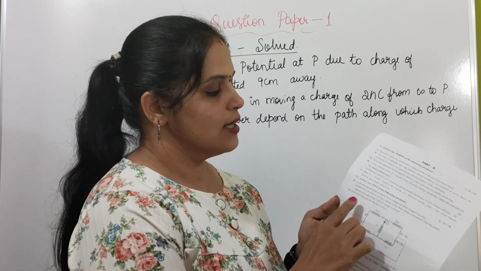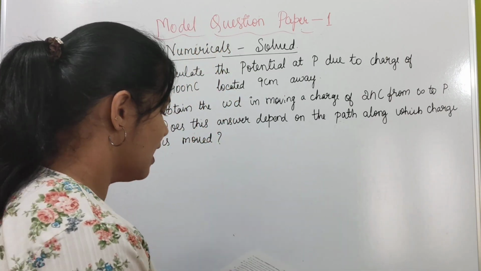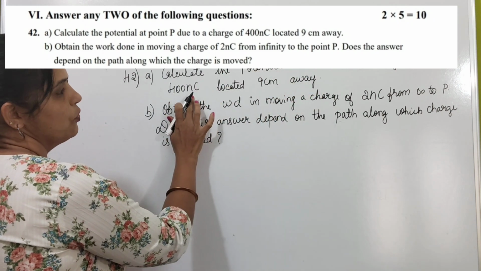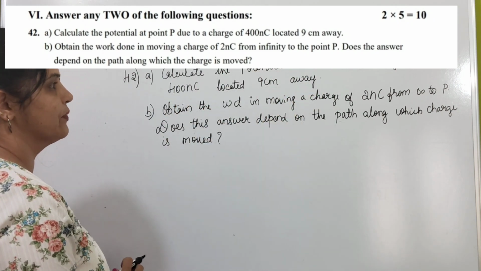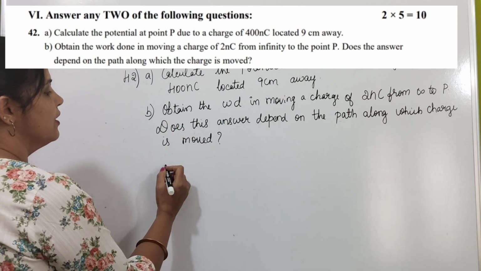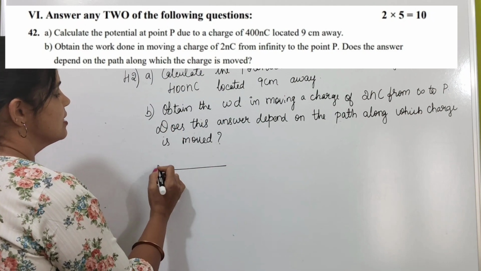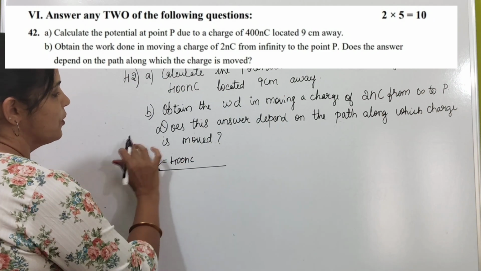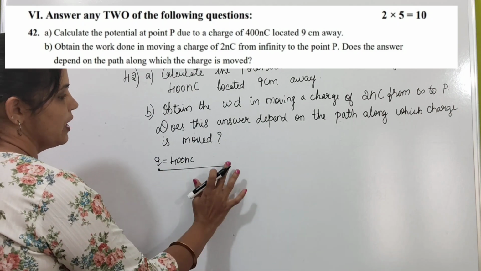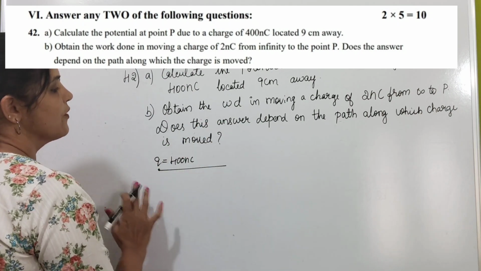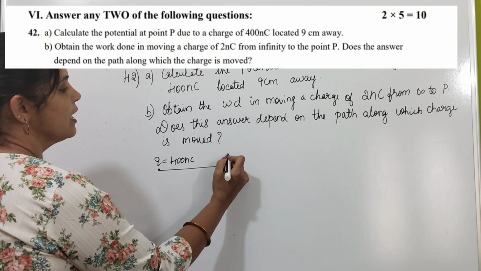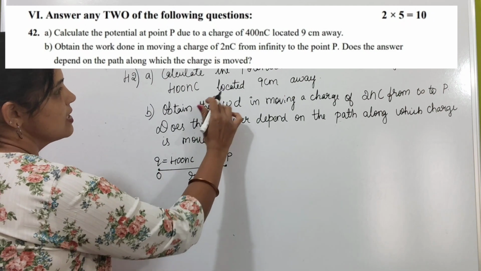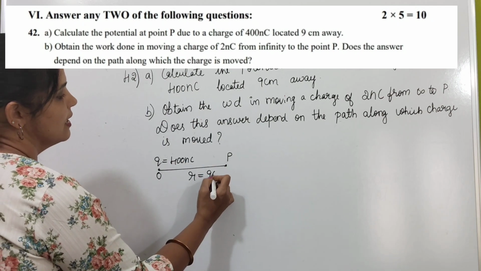Okay, let's solve the first numerical: calculate the potential at point P due to a charge of 400 nanocoulomb located 9 centimeter away. Here we have one charge, Q, which is 400 nanocoulomb, and it produces an electric field everywhere, and there is a potential also, right? Each point has a potential. We need to find the potential at point P, which is at a distance R, and R is 9 centimeter.